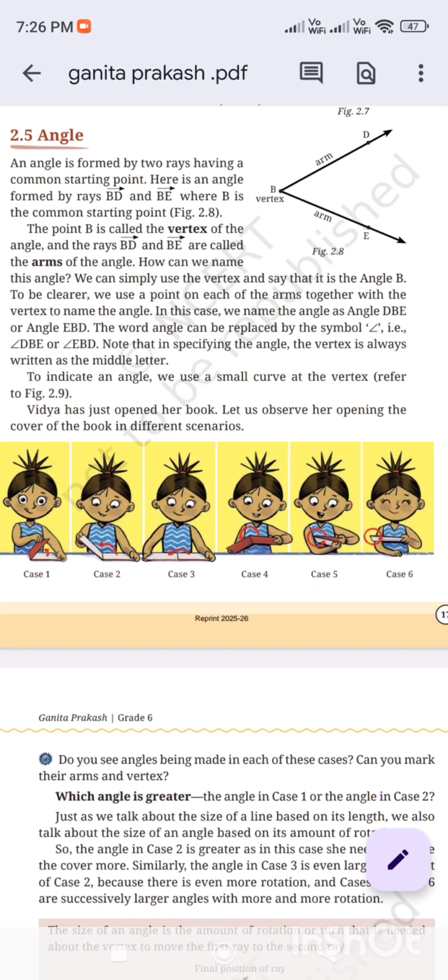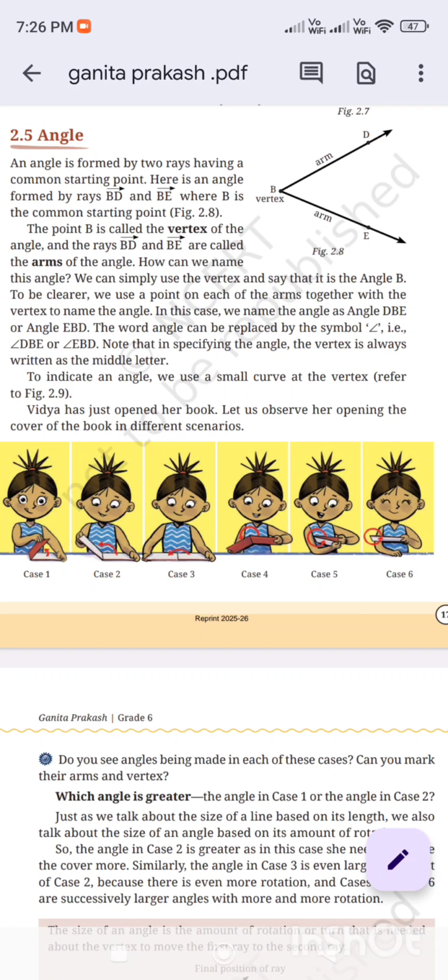How can we name this angle? We can simply use the vertex and say that it is angle B. To be clear, we use a point on each of the arms together with the vertex to name the angle. In this case, we name the angle as DBE or EBD. The word angle can be replaced by the symbol ∠, that is, ∠DBE or ∠EBD.